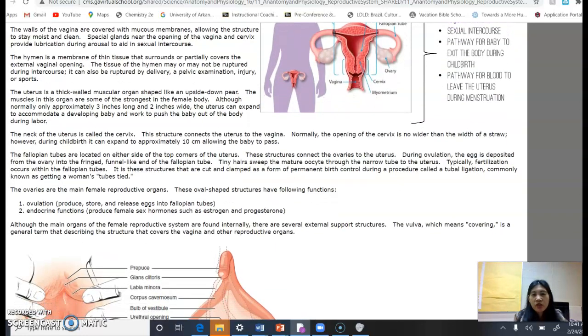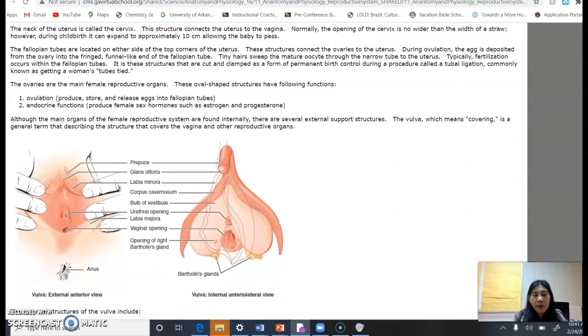There are several external support structures like the vulva, which means the covering, a general term that describes the structure that covers the vagina and other reproductive organs. We call it the vulva, right? Here we have the prepuce, the glans clitoris, labia minora, labia majora, the vaginal opening, and the Bartholin's gland as well. And this is the anus, this part here, right?